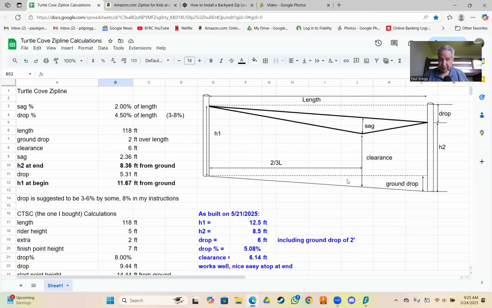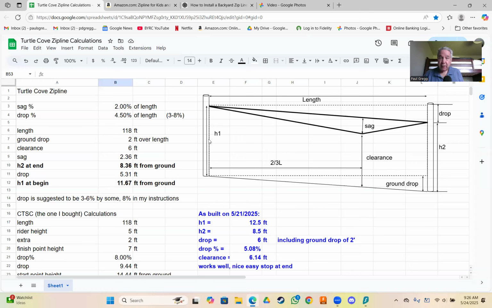I started out with 6, 7 feet, but then I'm mostly riding little kids, and so I went to 6 feet. I'll cover that later. The sag 2.38. So the height at the end was 8.36 feet because you add account for the 2 feet there, and the height at the beginning was almost 12 feet.